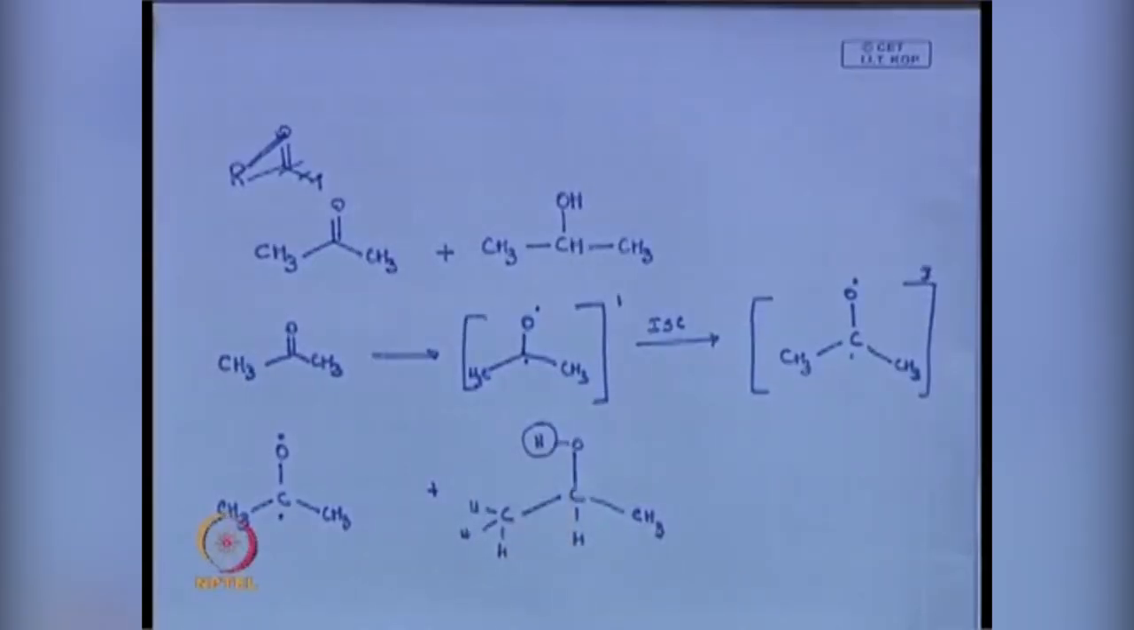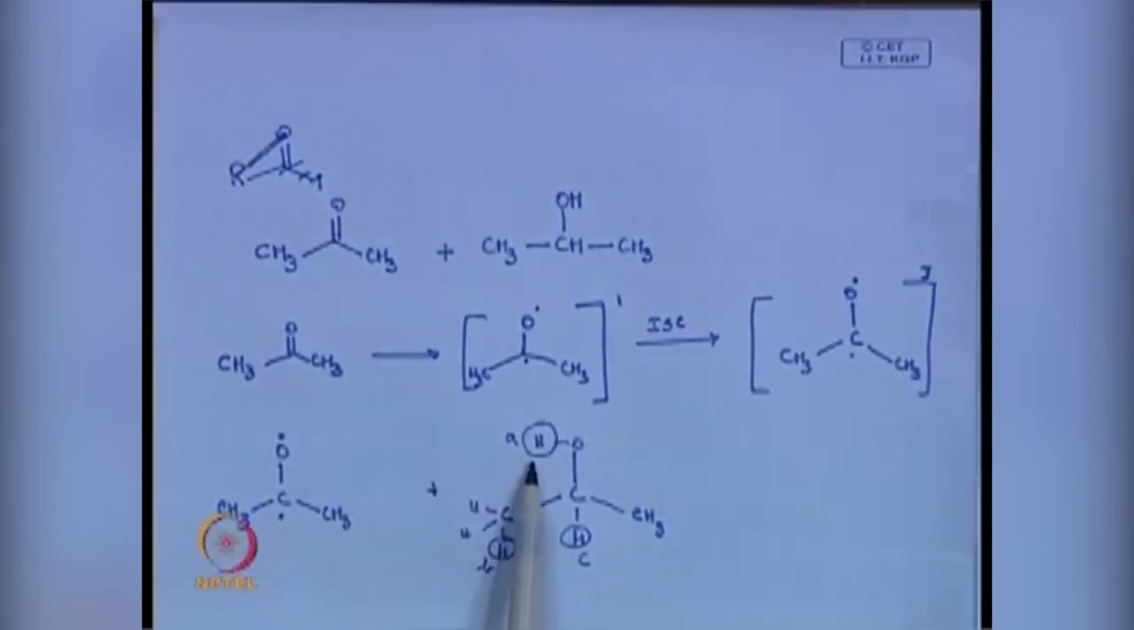Now, it has the possibility to abstract many hydrogens, right. I have a hydrogen here, which you can call A. I have a hydrogen from here, which I call B. This hydrogen will be the same as that, since it is symmetrical. I have a hydrogen here, which will be C. So, this O dot can abstract any hydrogen from here that it likes. Which does it prefer to abstract?